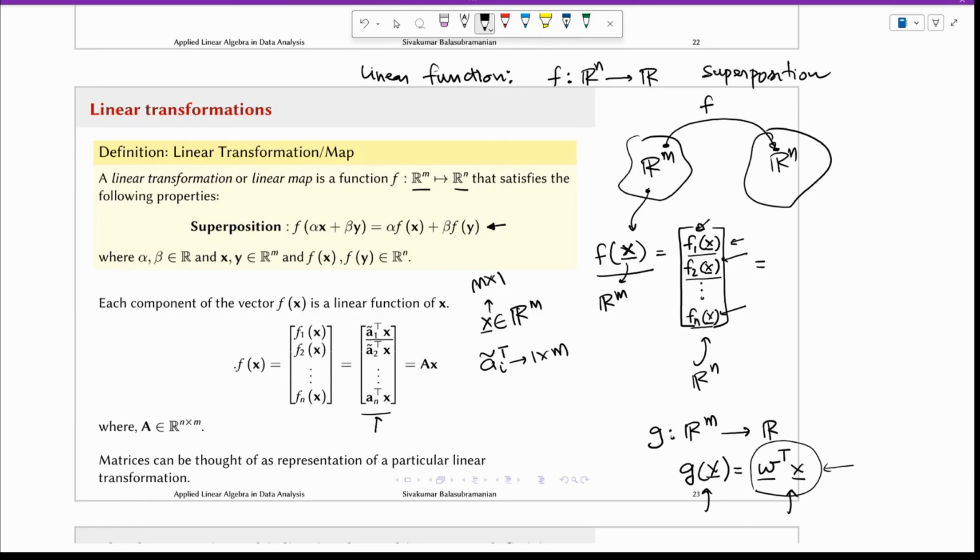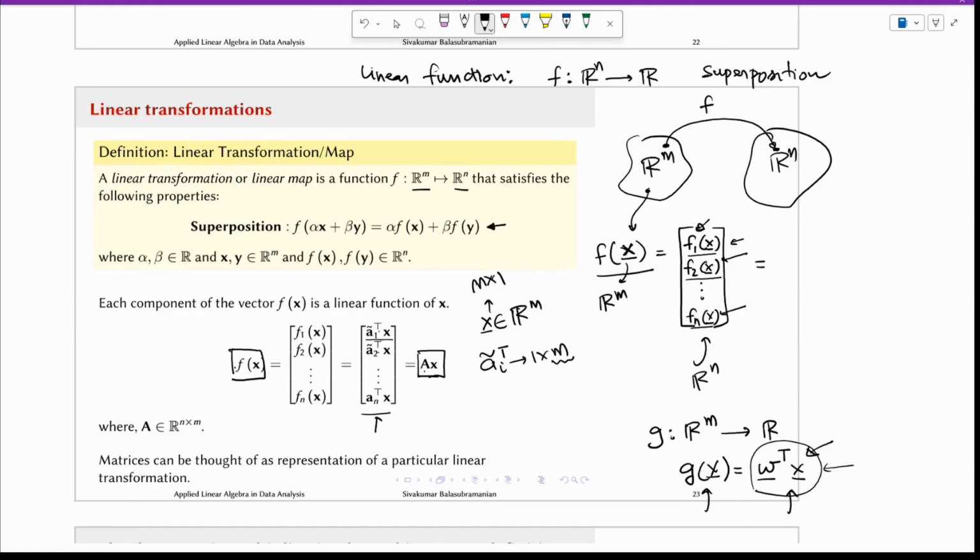Okay. That means now you have a set of rows, right? Each of them has m columns. That means you can take X out and write it like this. That means if you have a linear transformation, you can always express any linear transformation as a matrix post multiplied by a vector. It's a generalization of this idea. A linear function can always be written as W transpose X. A linear transformation can always be written as a matrix post multiplied by a vector.